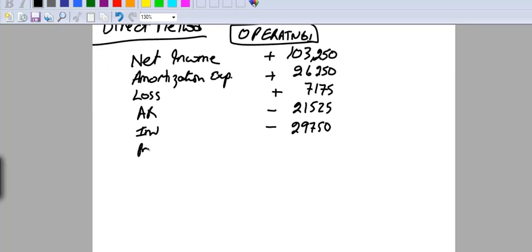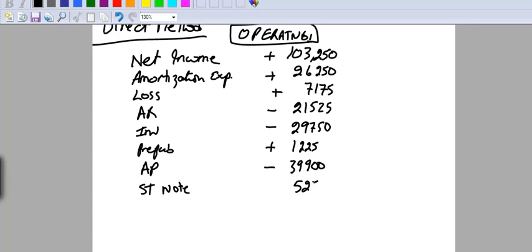My prepaid went down, so I add back $1,225. My accounts payable has gone down, and it's gone down by $39,900. And my short-term note payable has gone up by $5,250.